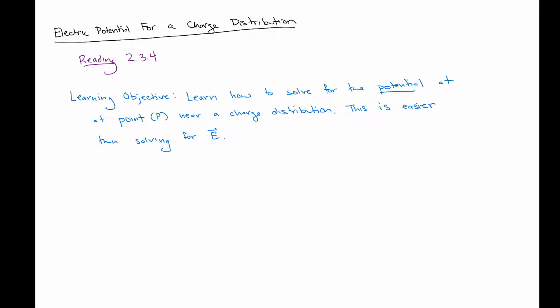Okay, in this lecture, we're going to learn about how you can calculate the electric potential for a charge distribution. We're going to do an example in a little bit, but here I just want to introduce the equations that allow you to solve for the potential rather than the electric field at a point P near a charge distribution. It's important and exciting to learn this, because this is easier than solving for the electric field directly. You can solve for the potential, and then take the gradient to find the electric field. This is nice for problems where you cannot easily solve them using Gauss's law.